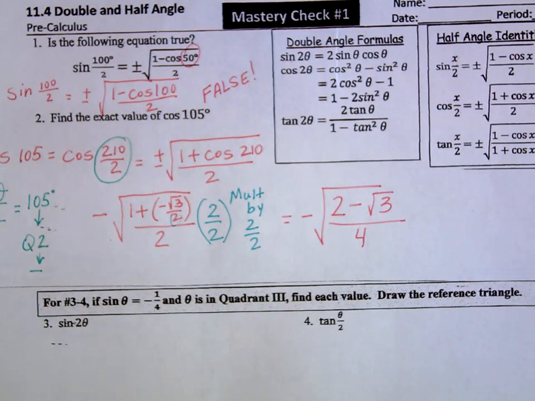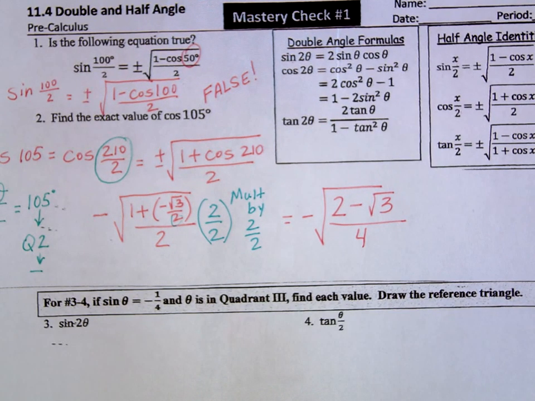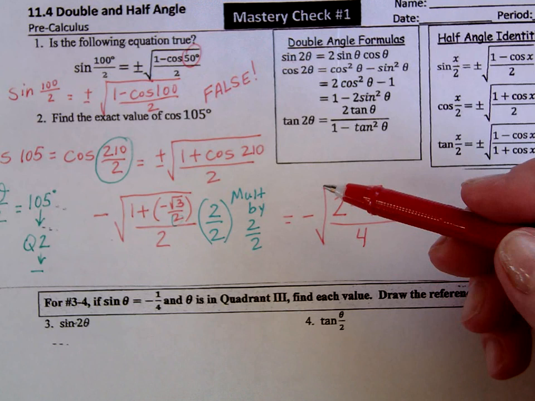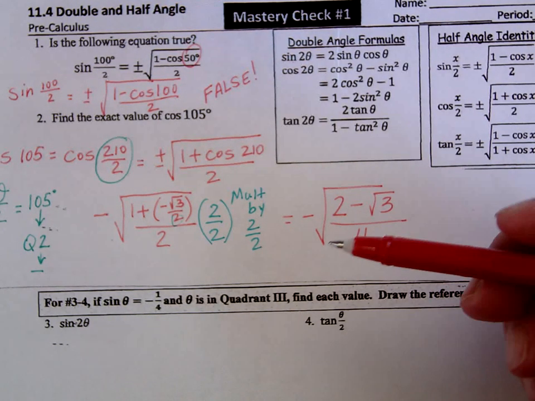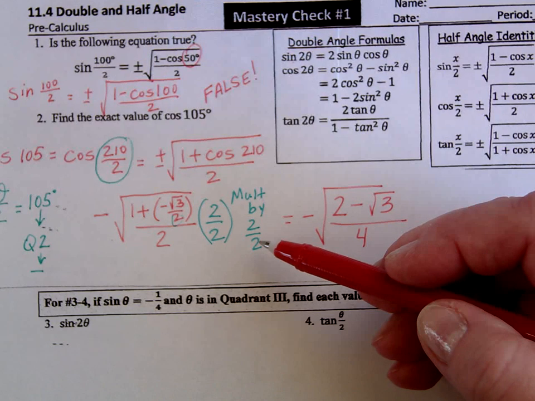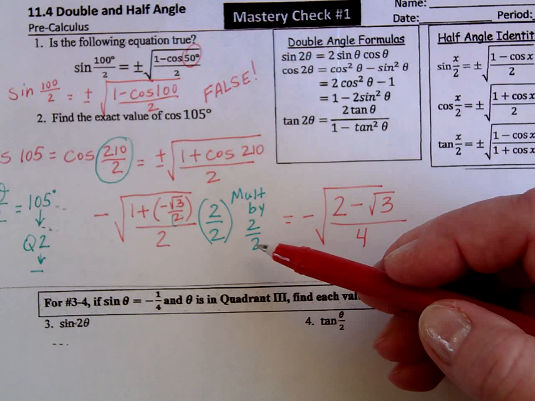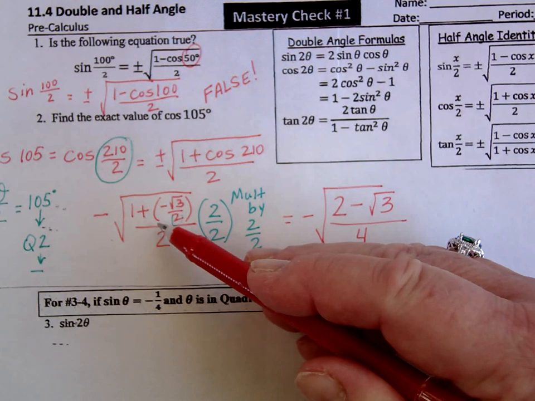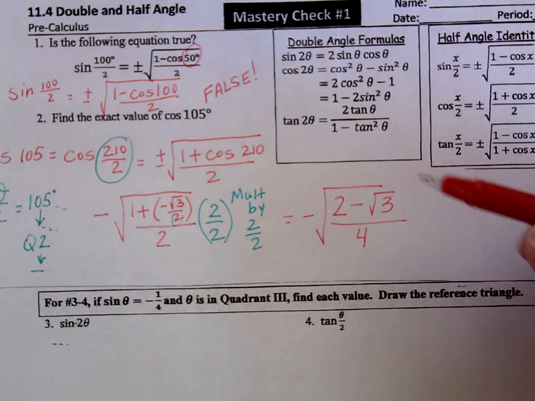Now, was that a legal math move for me to do? Can I just arbitrarily multiply by 2 over 2? And the answer is yes, because 2 over 2 is just a form of 1. So I've just multiplied it by 1, but it's a funny looking 1. So I haven't changed the value of what I started out with, I just changed the way it looked.